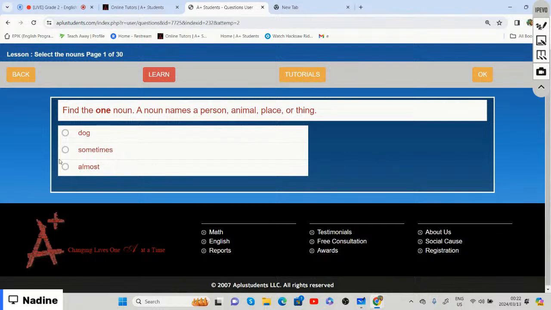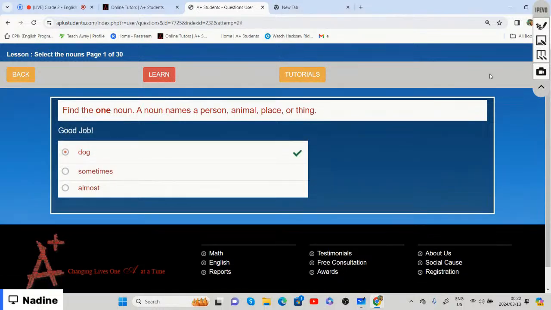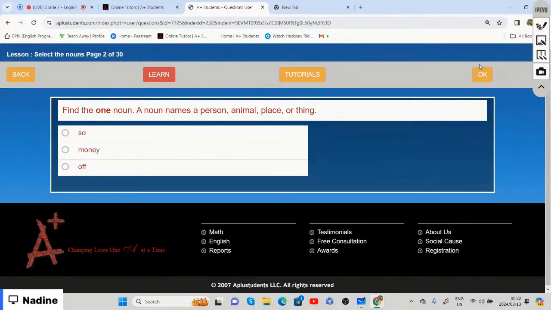All right, so if we were to find our noun, remember we said a noun names either a person, an animal, a place, or a thing. So we will go to dog, and a dog names an animal.